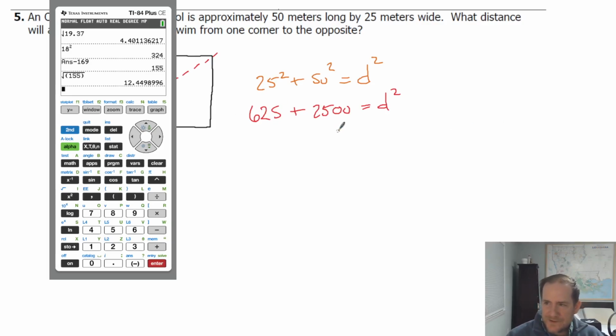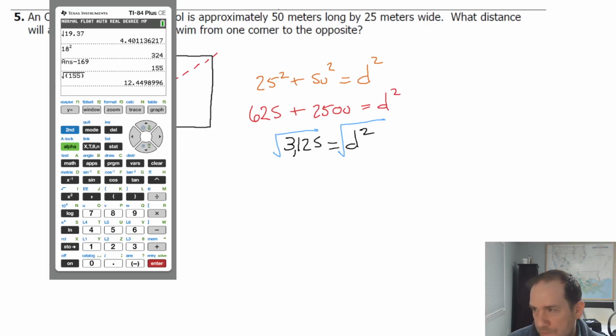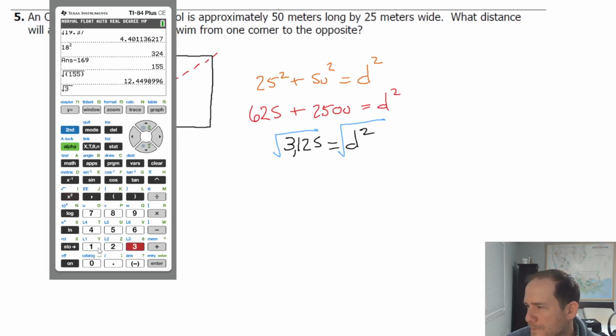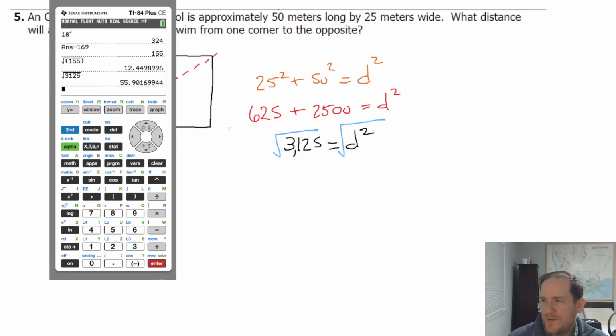Adding these numbers together would give you 31.25. Oops, I don't know why I said point. 3,125 is what I meant to say. And that equals d squared. So to get your final answer, you have to take the square root. And if I take the square root of this number, it's going to be whatever. So 3125. Okay, 55.90.